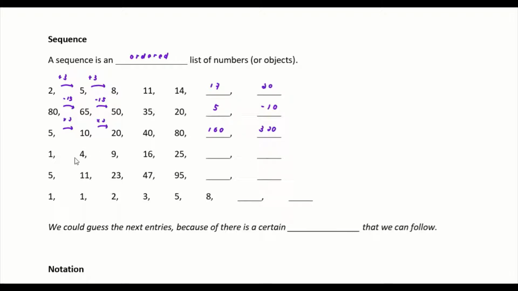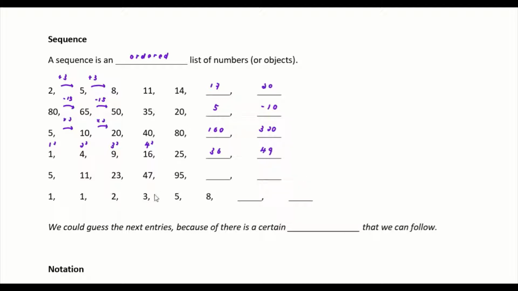Okay, so the next part: 1, 4, 9, 16, 25. This is slightly harder, but you should realize that all these numbers are perfect squares. A perfect square is the number that you get after you square an integer. For example, 1 is from 1 squared, 4 from 2 squared, 9 from 3 squared, 16 from 4 squared, and so on. So 5 squared is 25, then this will be 6 squared, so that will be 36. So 7 squared is going to give us 49.